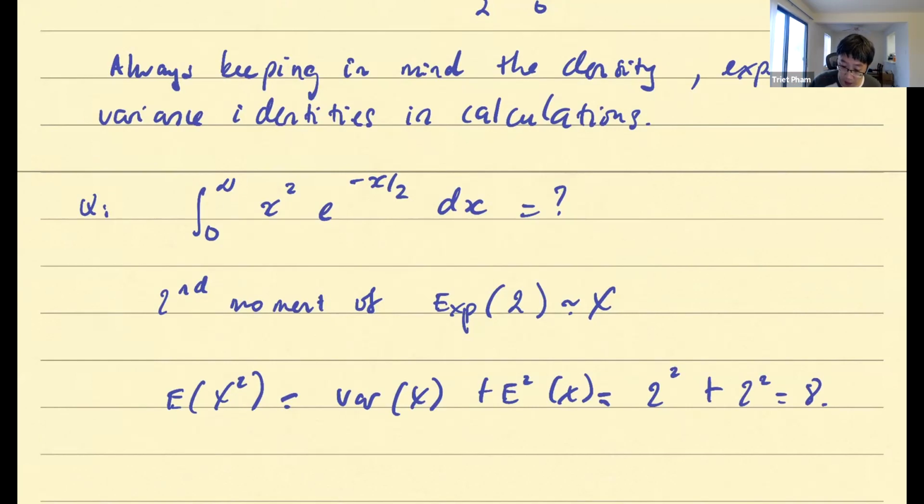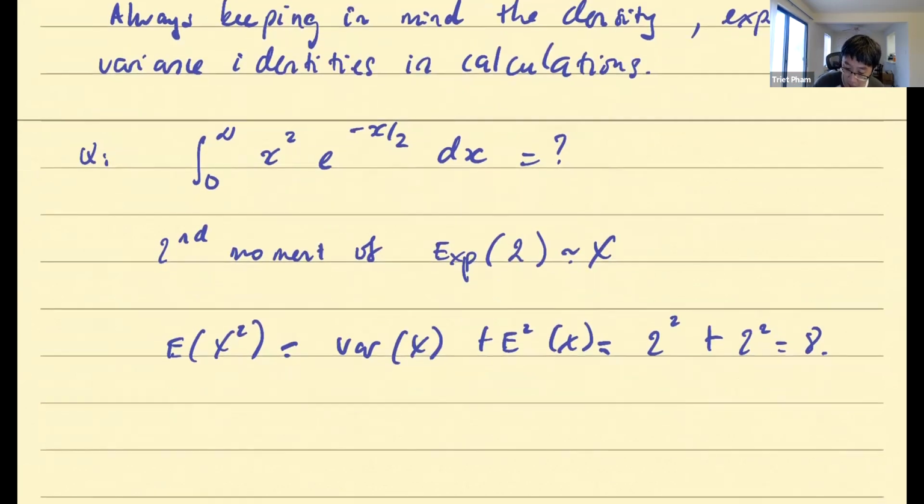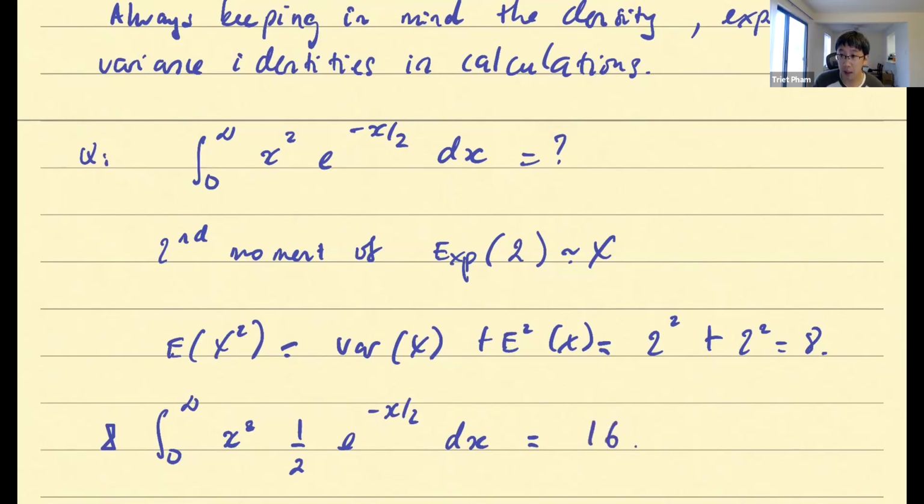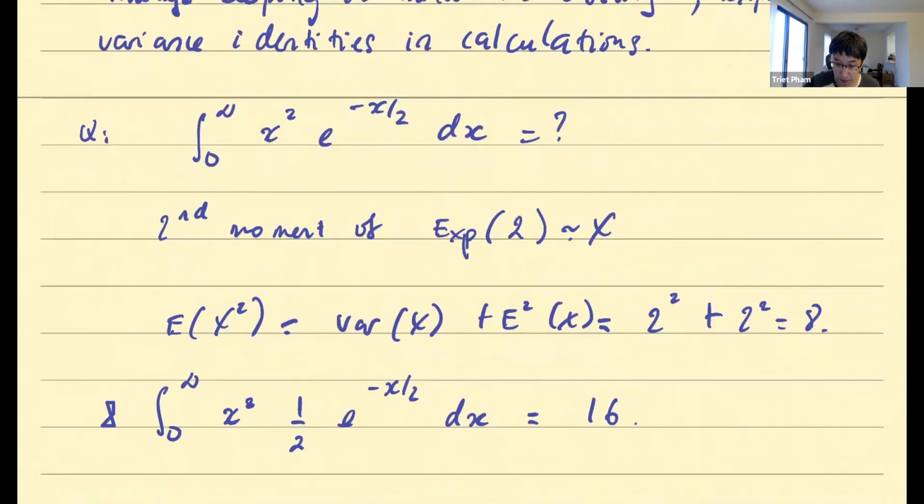But then, what is this integral? Well, to calculate this integral, you just have to line it up with the density. In other words, this integral, you do a 1/2, and then do a 2, which is 2 times the expectation of x squared like this. So the answer should be 16. Is that okay? Again, you see, no integration by parts necessary. Any question?